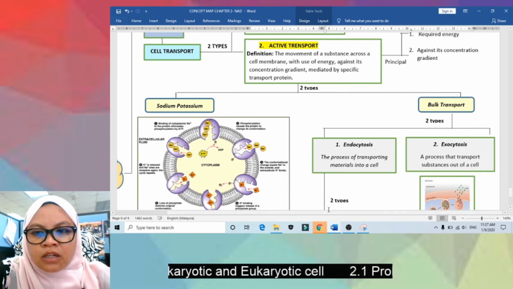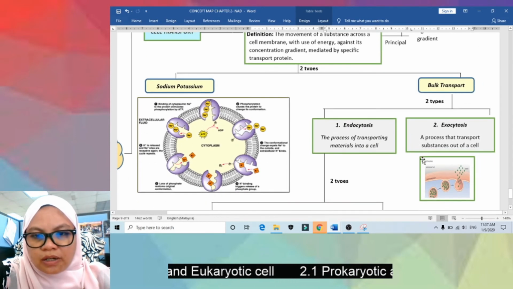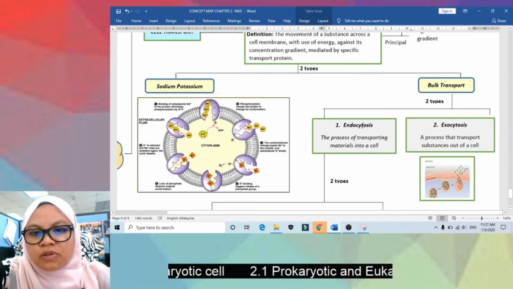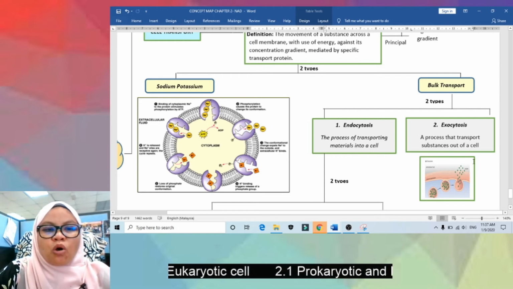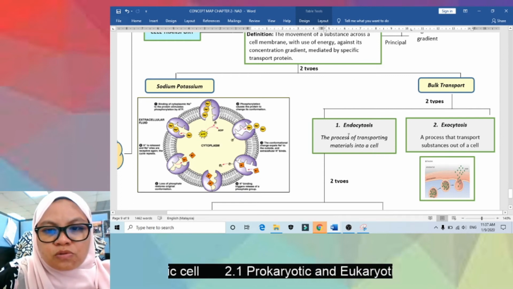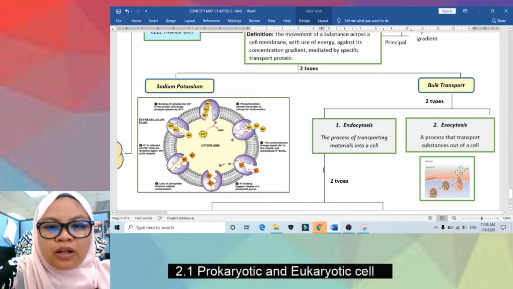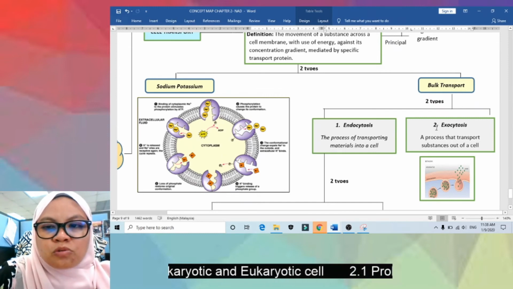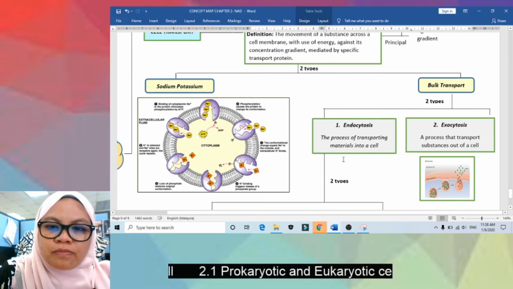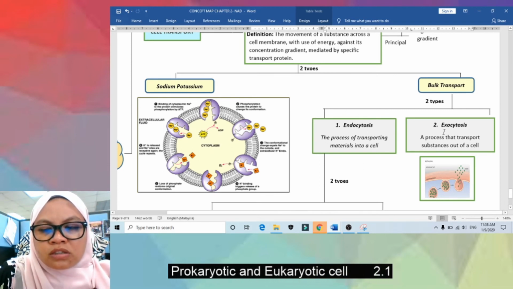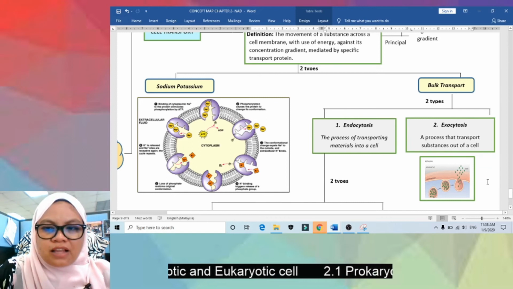In bulk transport, we have two types. Endocytosis, which is the process of transporting material into a cell, and the second one is exocytosis, the process that transports substance out of the cell. So endocytosis, kita bawa masuk bahan luar ke dalam sel, dan exocytosis adalah proses untuk bawa keluar bahan daripada sel keluar. Endo means in, bring into the cell. Exocytosis brings out of the cell.